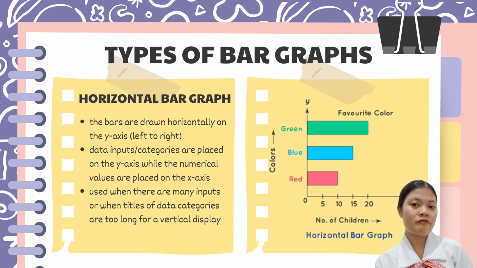The second type of bar graph is the horizontal bar graph. This is opposite to the vertical bar graph since the bars are drawn horizontally on the y-axis, from left to right. Here in our example, the data categories or the colors green, blue, and red are placed on the y-axis, while the numerical values or the number of children are on the x-axis. This type of bar graph is used when there are many inputs or when titles of data categories are too long for a vertical display.